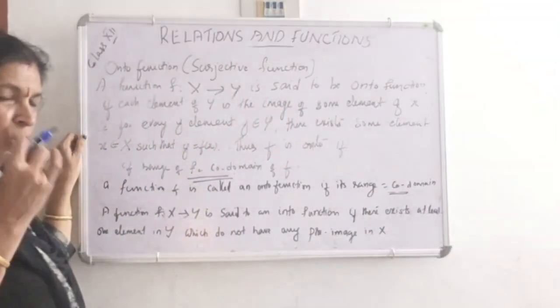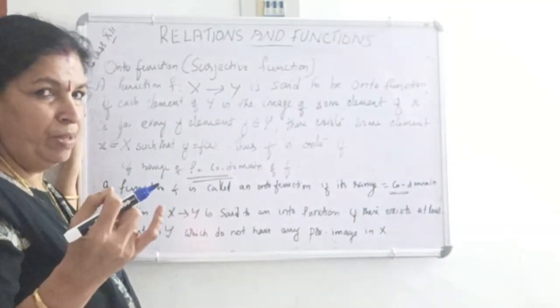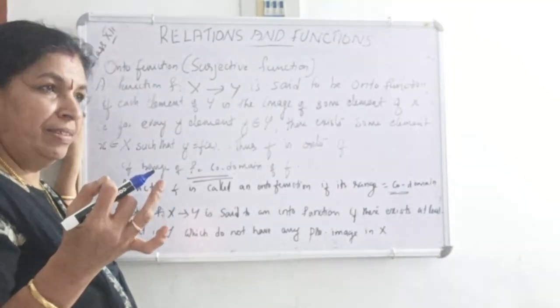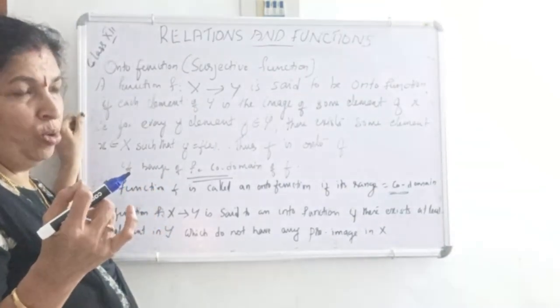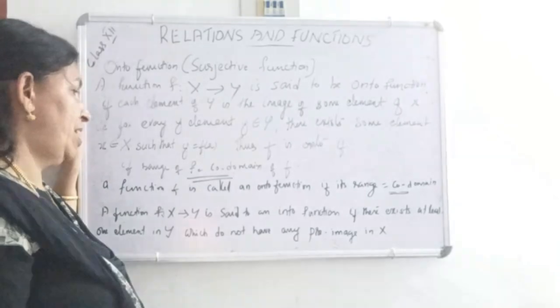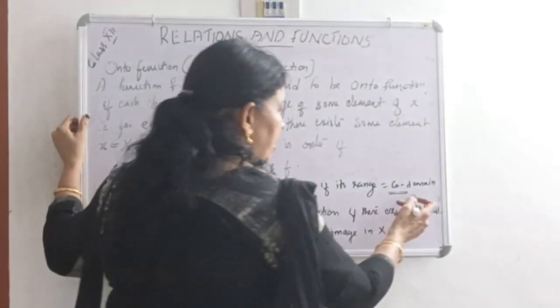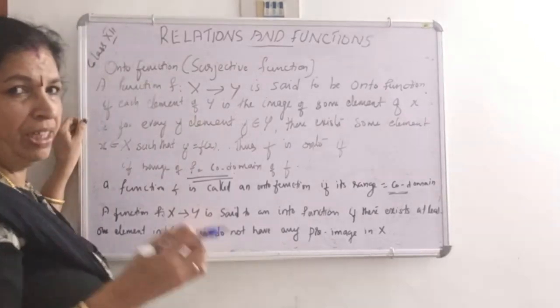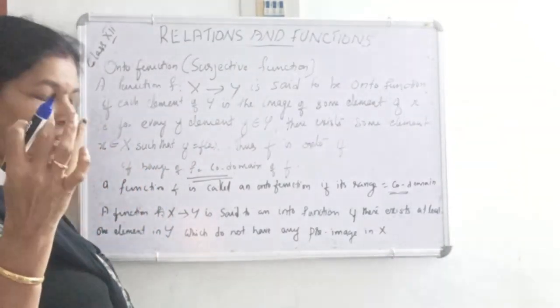We have studied domain, codomain. Domain is the set of all first elements of ordered pairs. Range is the set of all second elements of ordered pairs. Codomain is the set of all Y elements. A function f is said to be an onto function if its range equal to codomain. We have studied the terms domain, range and codomain.